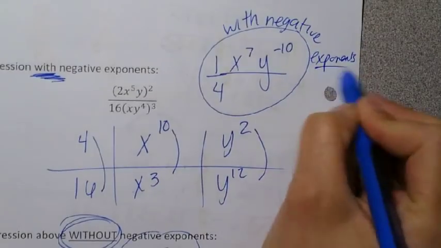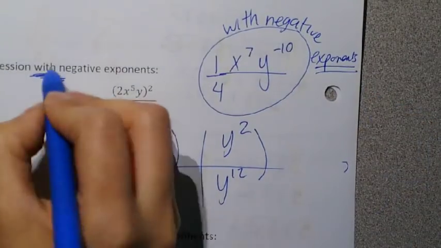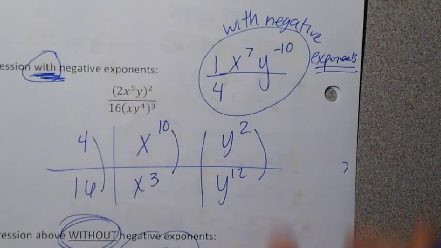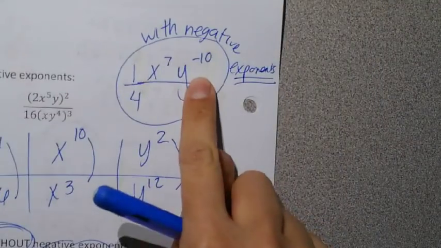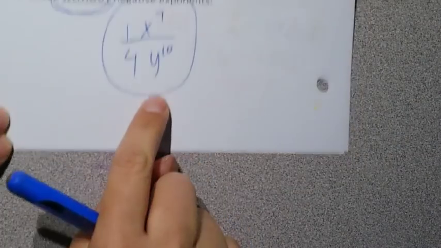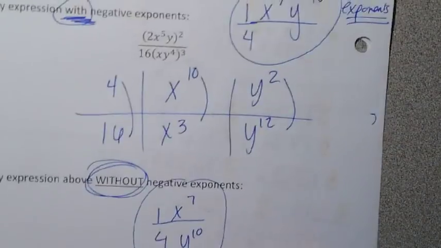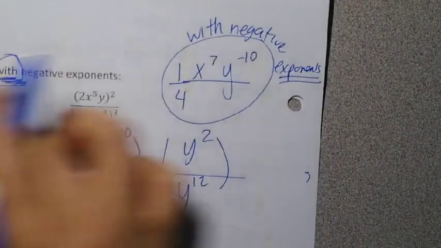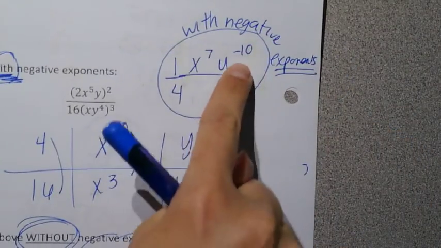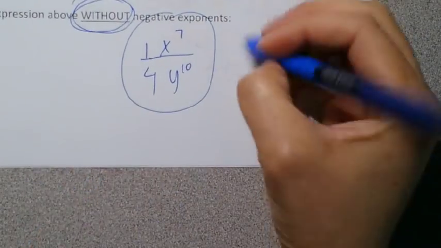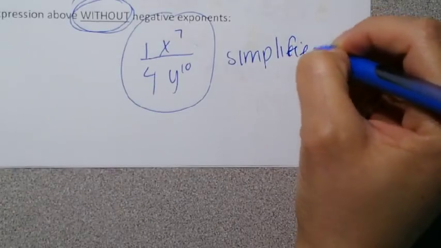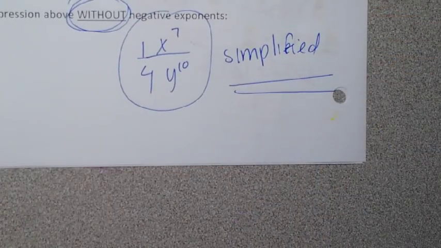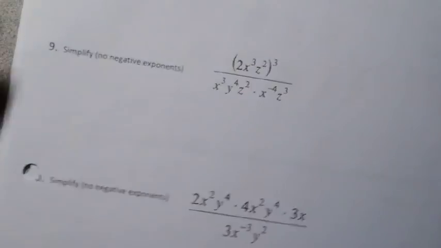Okay, so it's not really simplified. They're just asking you in the question to write it with the negative. And this would be without, because I moved the y to the negative 10, I moved it to the bottom. Okay, so 6 and 7 were the same problems. They wanted you to give the answer with the negative exponent of the y, and number 7 simplified all the way. This is the one that is really simplified.